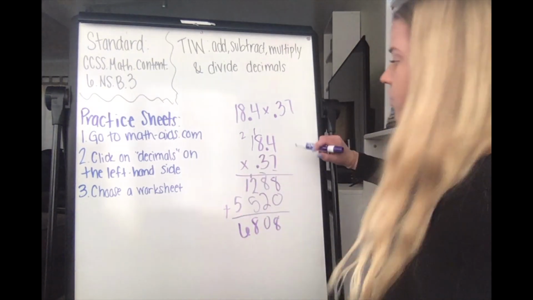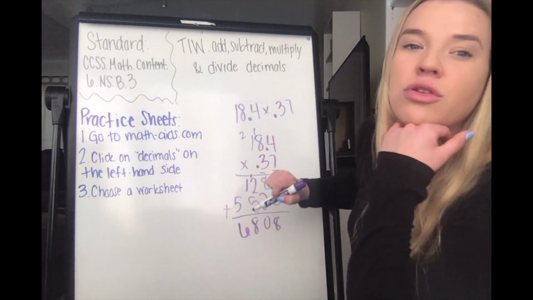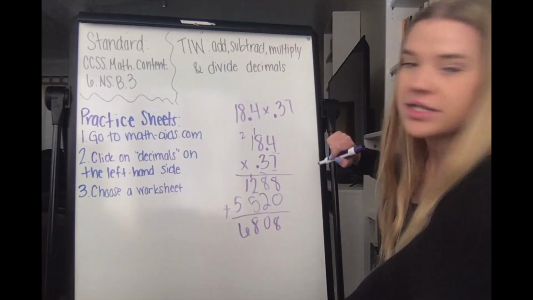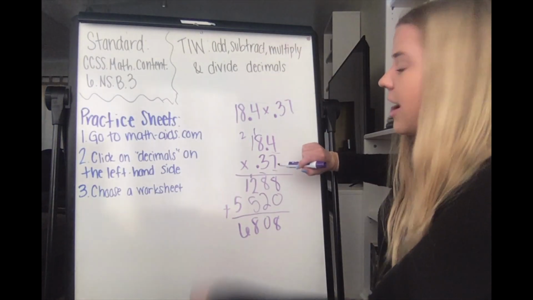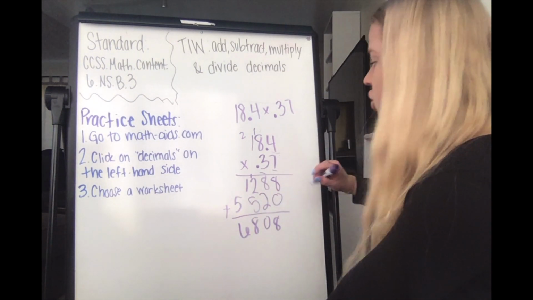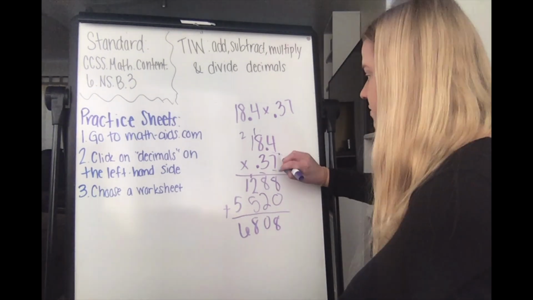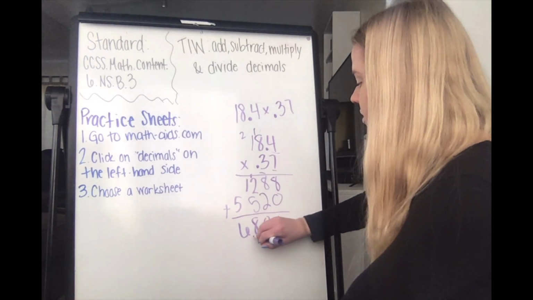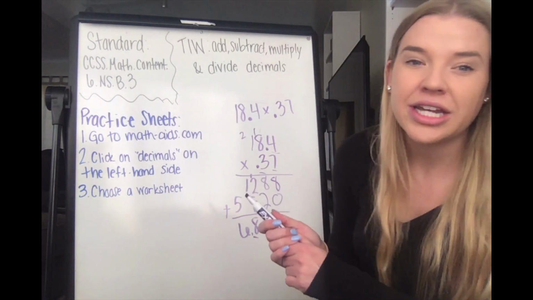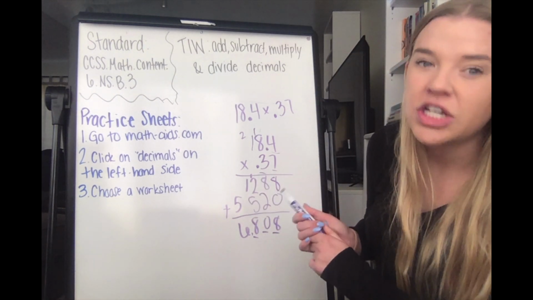All I'm doing is looking up here at how many numbers I have to the right of a decimal. My first number, 18 and 4/10, I have 1 because I have that 4/10, right? And in my second number, I have 2 numbers to the right of a decimal, which would be 3 and 7. So I have 3 numbers after the decimal in my problem, which means I have to have 3 numbers after the decimal in my answer. So my answer should be 6 and 808 thousandths. Check to see if you did that one right.